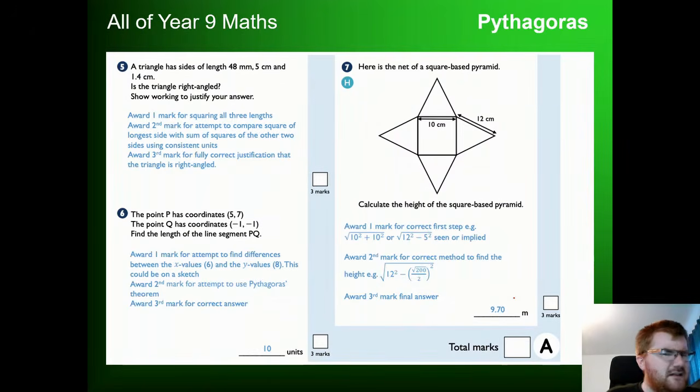So you can see that last one was a little bit on the tricky side to actually work out. The final answer for the height was 9.7 meters.